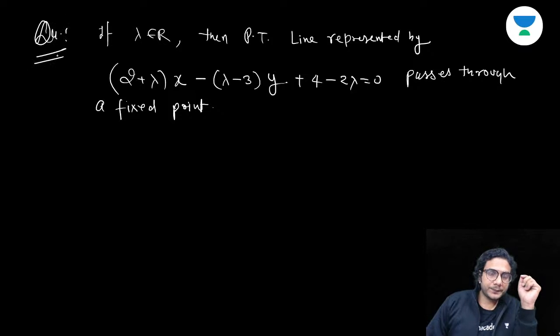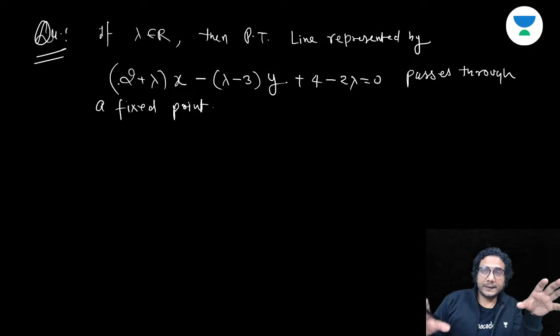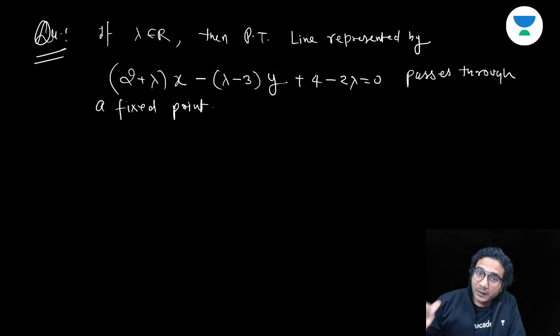See how to do it. If lambda belongs to R, then prove that the line represented by this equation passes through a fixed point. Because you can see if lambda varies, then this equation will vary. Now listen to this: whenever he asks this question, prove that this line passes through a fixed point, this question will come in each chapter, in circles, in ellipse, in hyperbola. Everywhere you'll get this question.